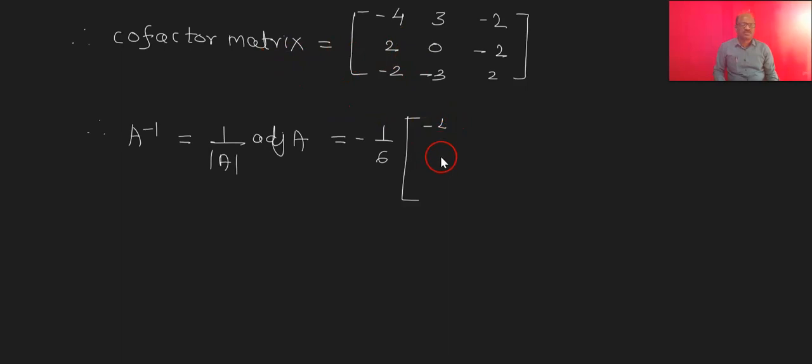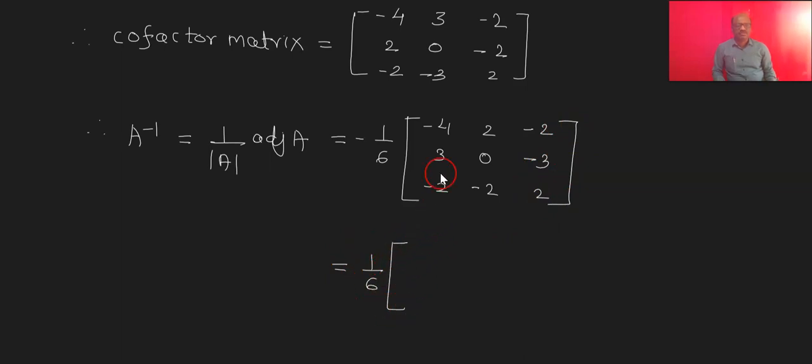This is the cofactor matrix, therefore its adjoint is 4, 3, minus 2. First row will become first column. Second row will become second column, that is 2, 0, minus 2. And third row will become third column, that is minus 2, minus 3, and 2. If we operate the negative sign, then this will become 4, minus 2 and 2. Next is minus 3, 0, 3.